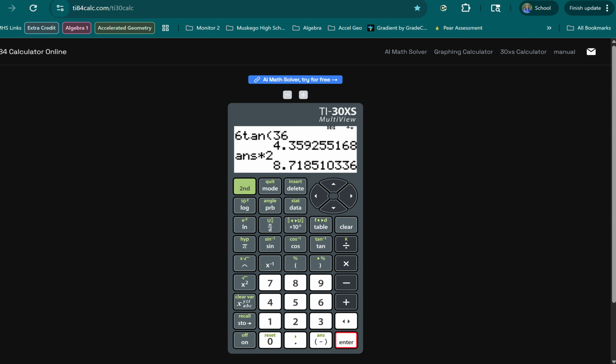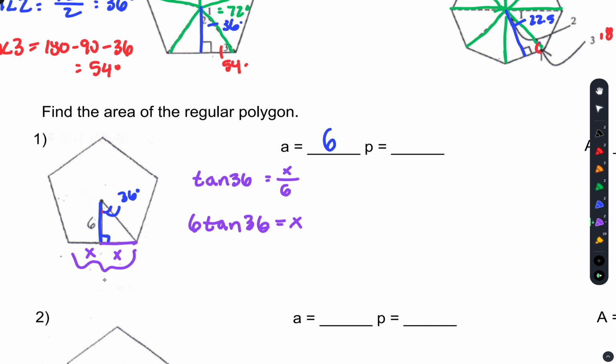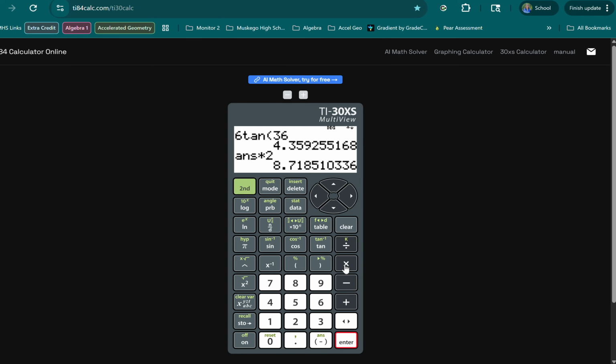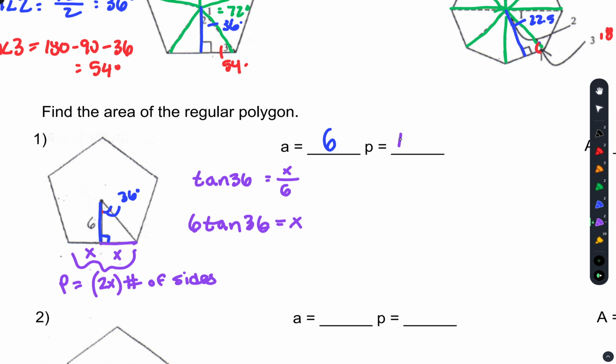Now I need the perimeter. So I'm going to take that number, whatever I got, 2x times the number of sides. There are 5 sides here, so I'm going to take that number that I just got, still in my calculator, without rounding, and multiply it by 5. Now my perimeter is 43.59 something, something, something, something. I'm still leaving it in my calculator. I have not rounded yet. But I'm going to write 43.59, and then I'm just going to do a dot, dot, dot to show that I haven't rounded this yet.